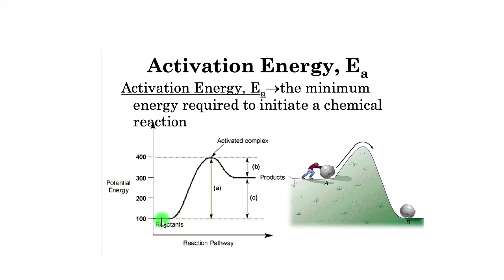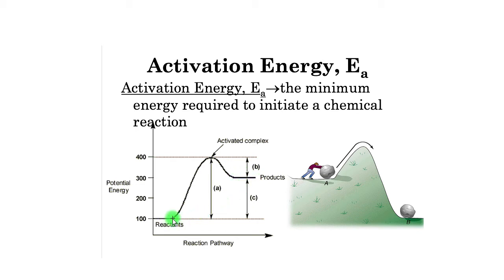Okay, now notice that there's a discrepancy here. The products have a higher energy state than the reactants do. Well, hopefully you remember what that means. If the reactants have less energy than the products do, the system, in this case the chemical reaction, had to absorb energy.